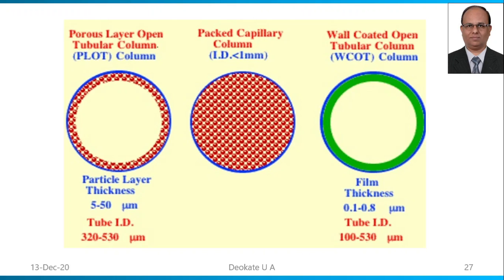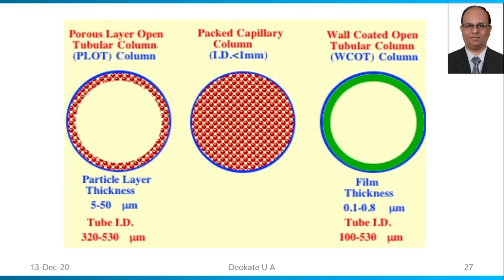Then these are the packed columns. In the packed column, adsorbents are filled, which act directly as the stationary phase, or the packed column holds a liquid, which can act as the stationary phase. The internal diameter is less than 1 mm.